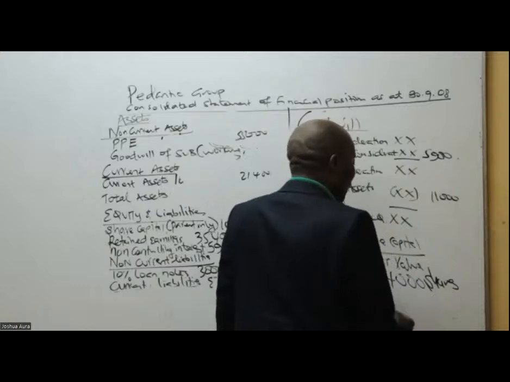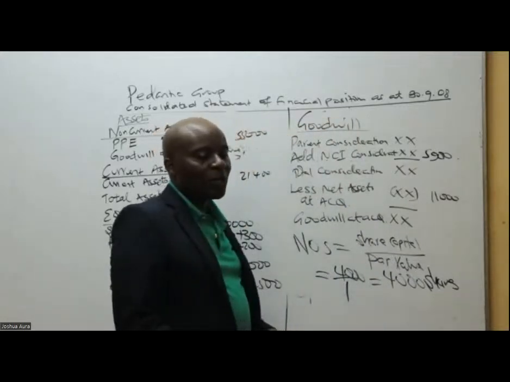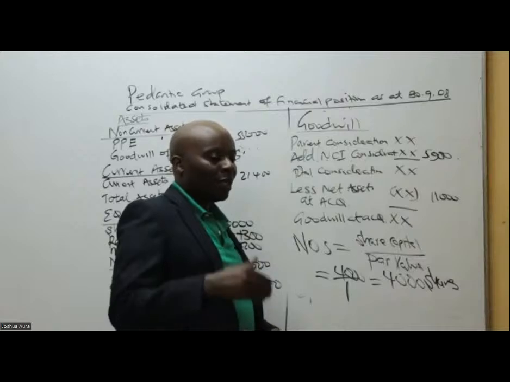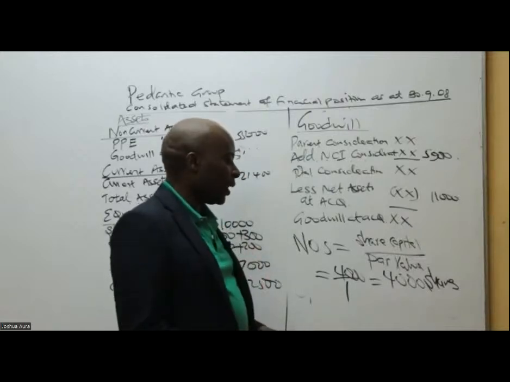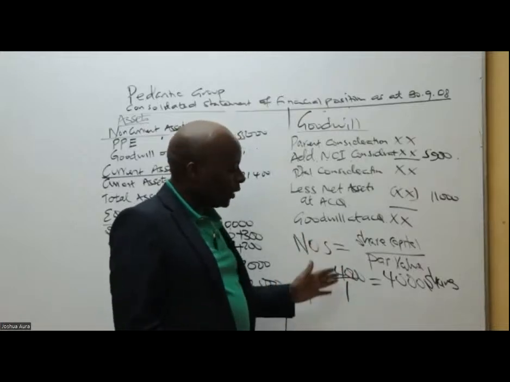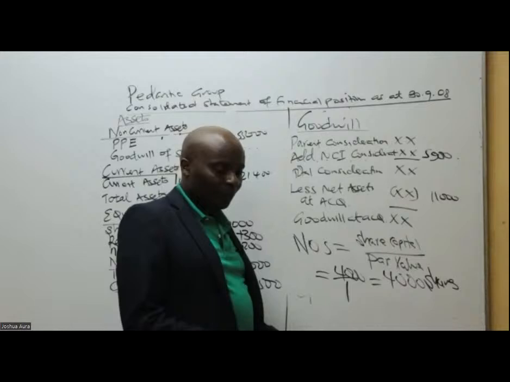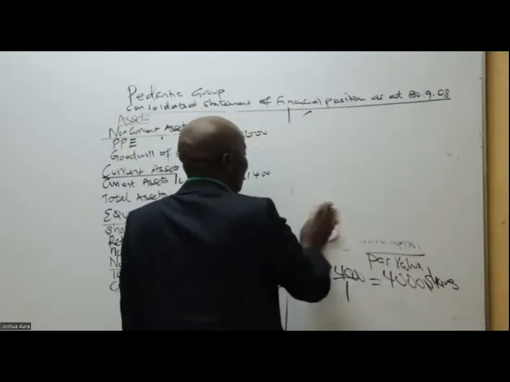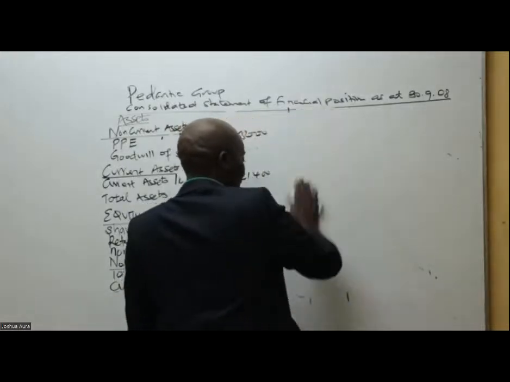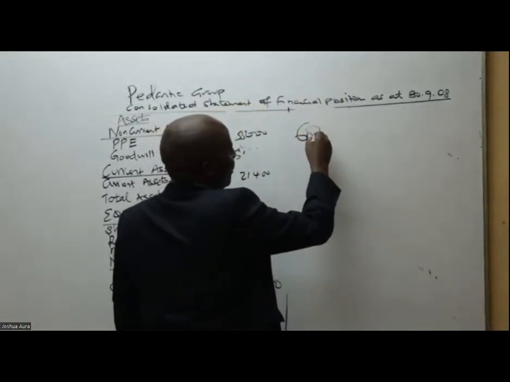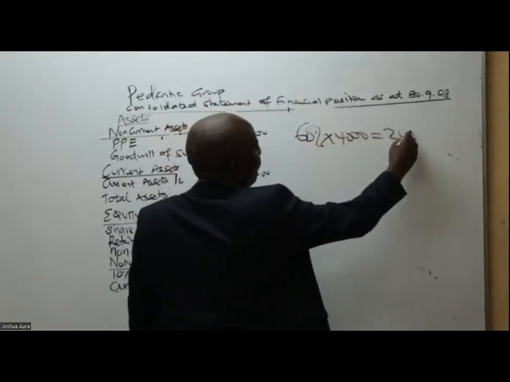And out of these, the parent acquired how many shares? They have given us the percentage. They have told us that the parent acquired 60%. So right there for me, shares of Sophistic acquired by the parent. In this case, we acquired 60% of 4,000, which gives me 2,400 shares.